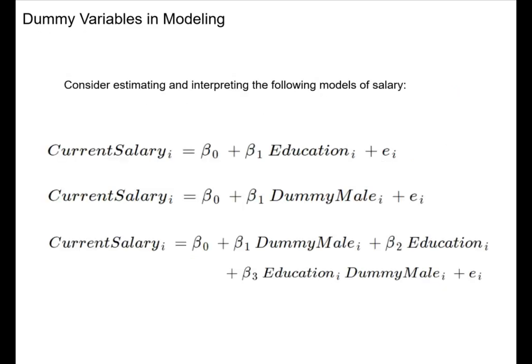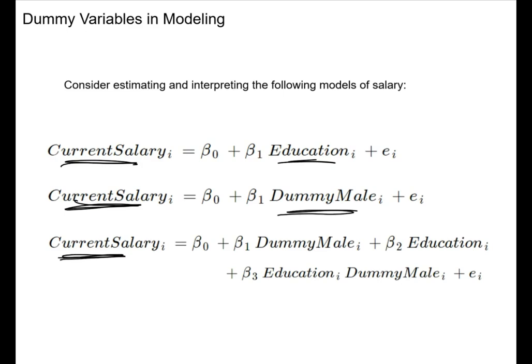So what I want to do is I've got another data set up in Moodle having to do with salary. And so I'm going to bring that up, but what I want to go through is estimating current salary as a function of education, estimating current salary as a function of this dummy male variable that we're going to create, and then this is called a dummy interaction term down here, right?